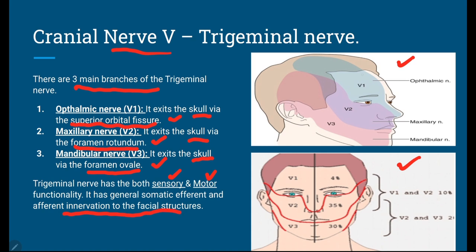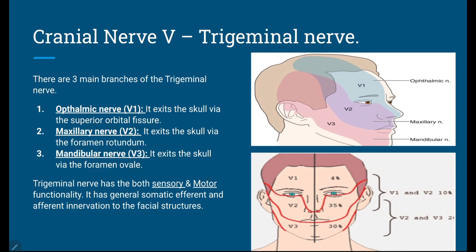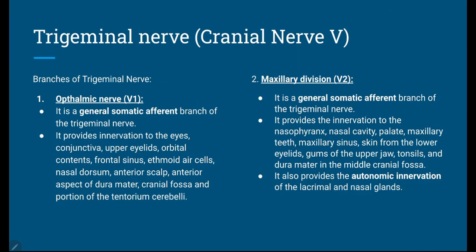So let's look at the branches in these diagrams right here. This is V1, V2, and V3. The V1 portion supplies 4%, V2 portion supplies 35%, and V3 comes the 30%. So let's discuss these branches in detail. First one is the ophthalmic nerve, V1.